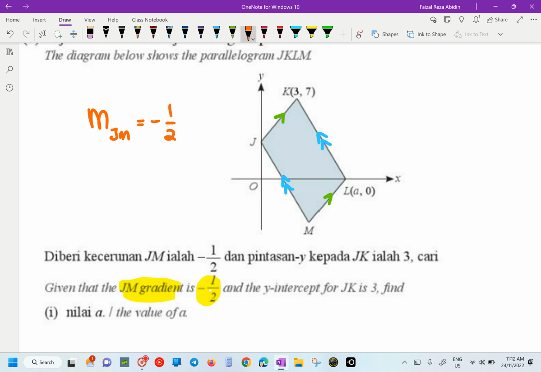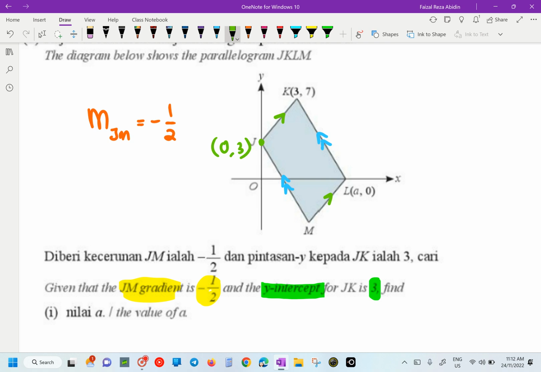And the y-intercept for JK. So what does it mean by y-intercept, girls? Yes, it means it's going to be here 3. So you are going to have over here, right? Isn't it? So what is the coordinate you are going to get there? 0, 3. Right. Okay. That's why you have to understand what the question gives us and how you are going to interpret it.